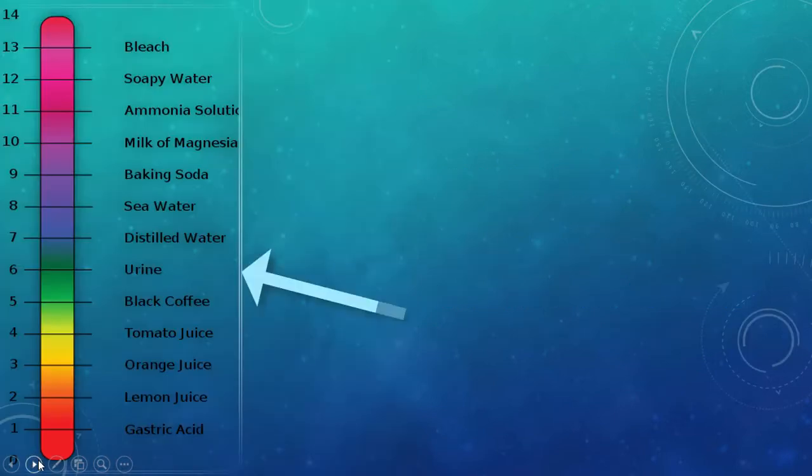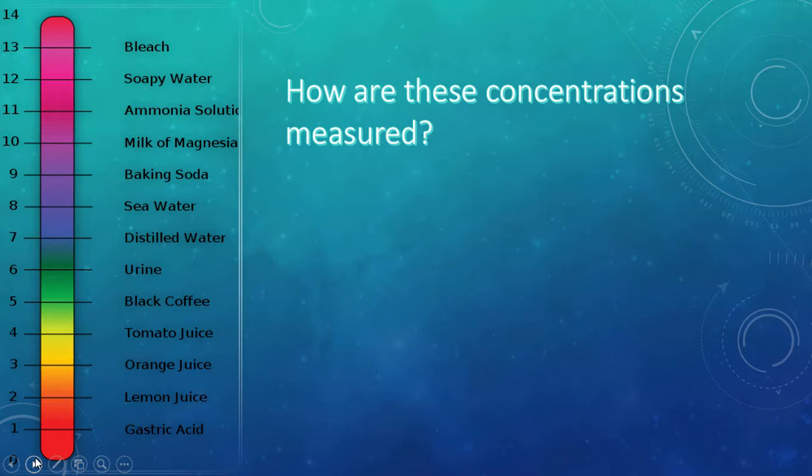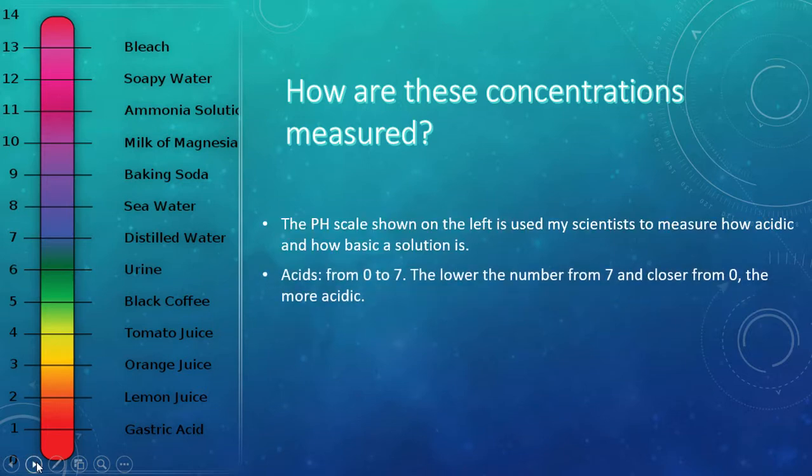As you can see on the left, you see a scale. This scale is called the pH scale that is used to measure concentrations. If you were to take the example of lemon juice and tomato juice, lemon juice has a pH of 2 while tomato juice has a pH of 4. Now if you were to drink both lemon juice and then tomato juice, lemon juice would have a much more sour taste. That is because it has a lower pH, so it is a stronger acid.